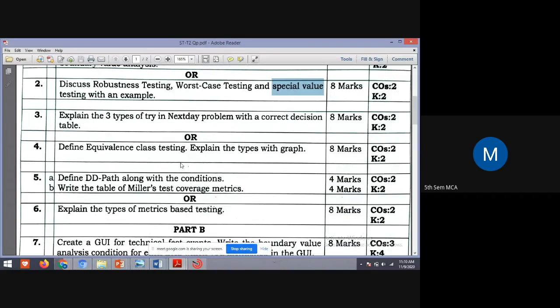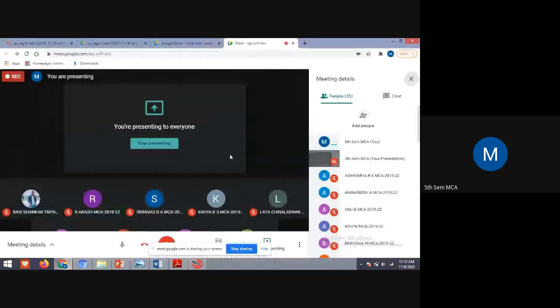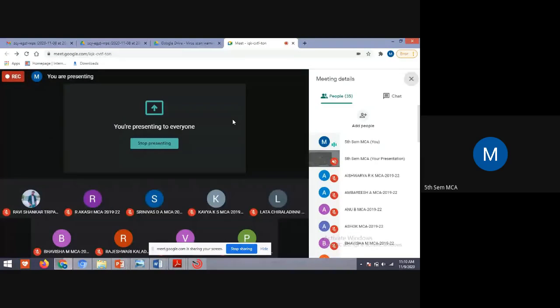Define DD path along with the conditions. What are the conditions? DD path conditions. What were the conditions, Lata?